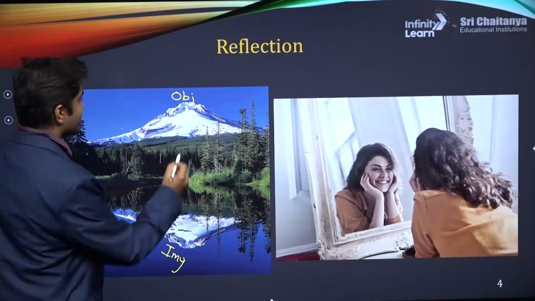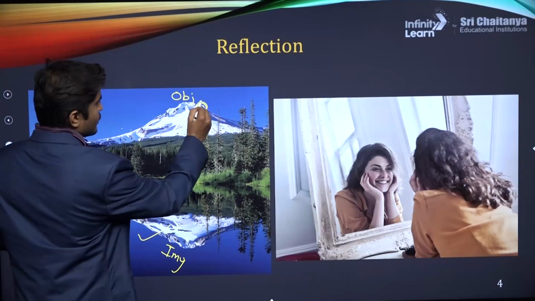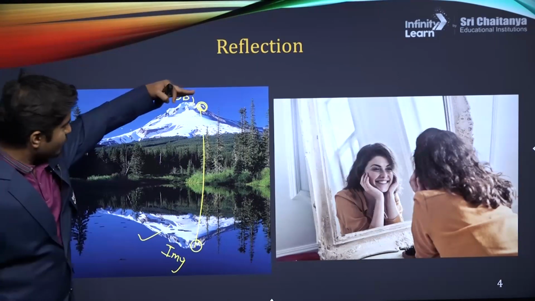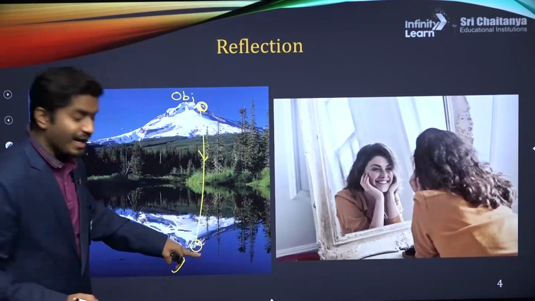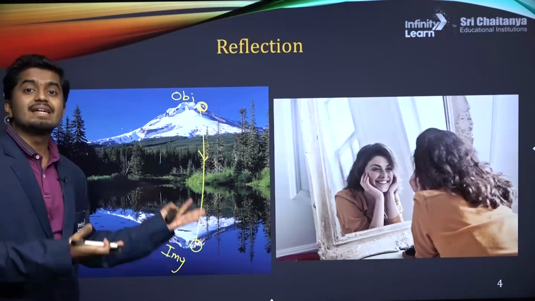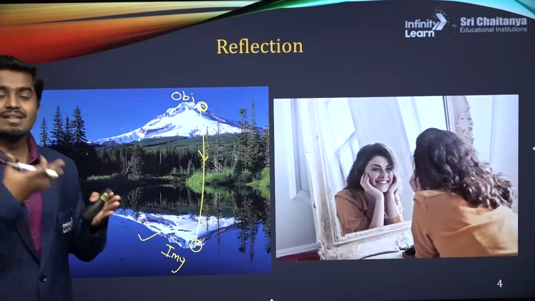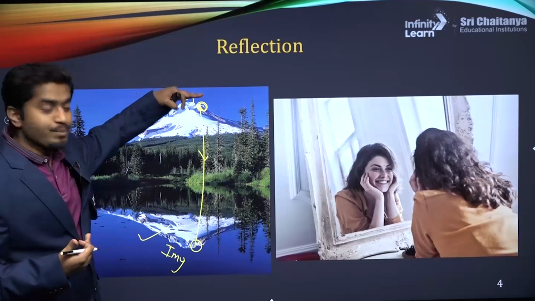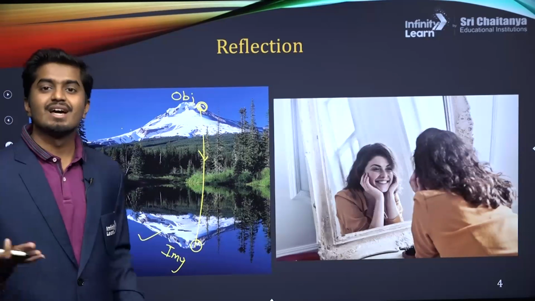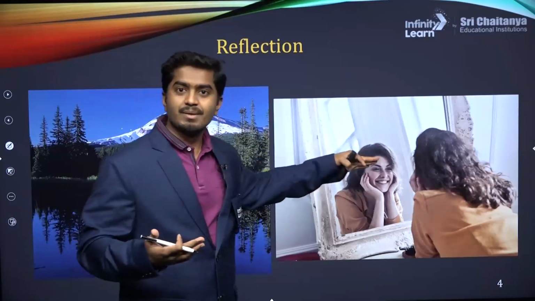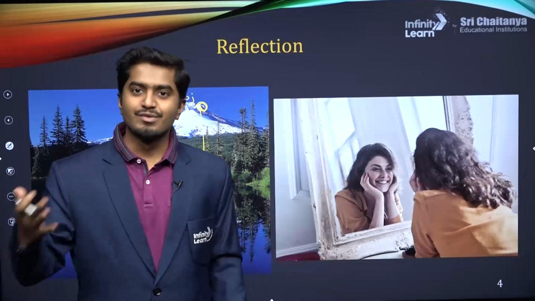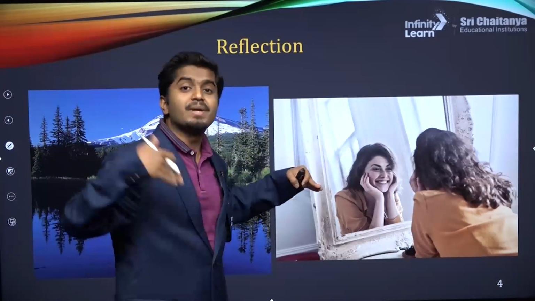So what exactly happens? Let's suppose there is a peak of the mountain. From this point, light comes and falls at this place, and from here it is getting reflected and then reaches our eyes. That is why we are able to see this object in the water. That is called reflection. Same thing happens in the mirror. Whatever we are seeing inside the mirror is the image of the object, right? This image is forming behind the mirror. So that we are going to learn today.